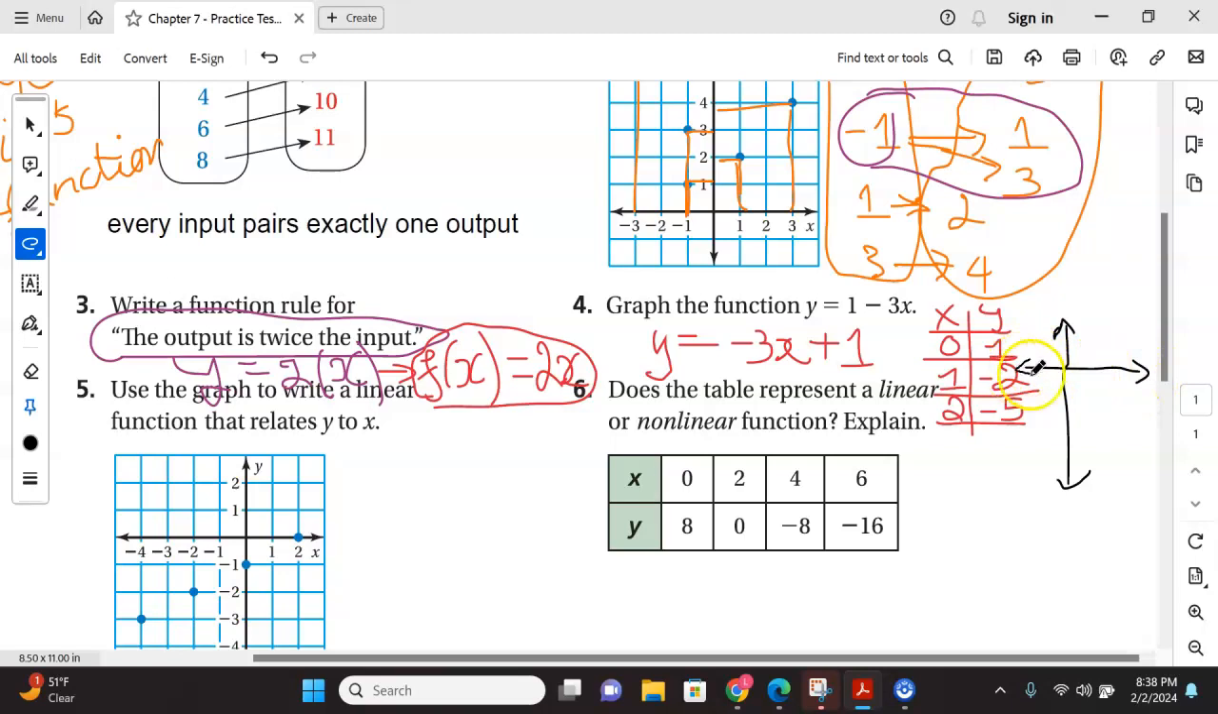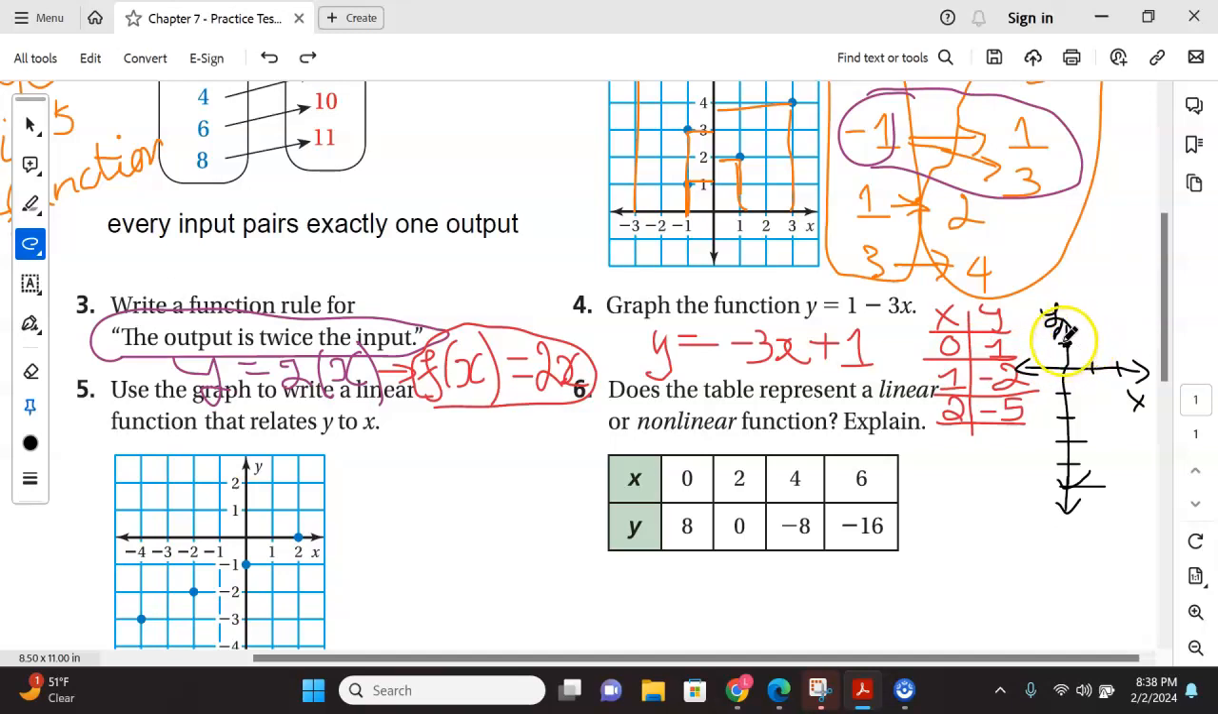Don't forget to label your x and your y-axis. So you're going to go positive 1, positive 2. On the y, that's positive 1, negative 1, negative 2, negative 3, negative 4, negative 5. So 0, 1, that's my y-intercept right there. Point (0, 1) is right there.